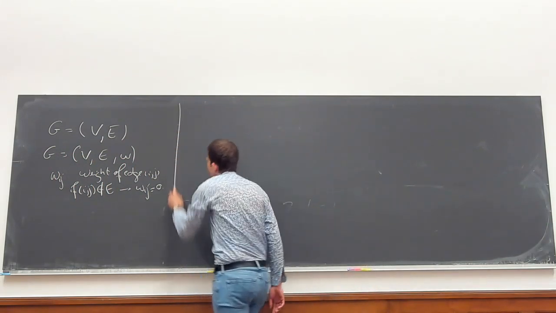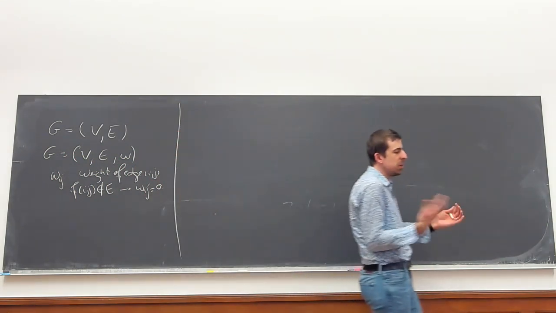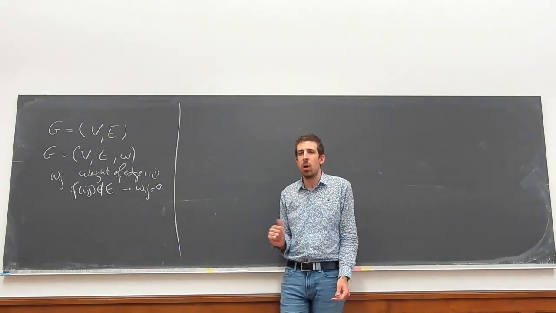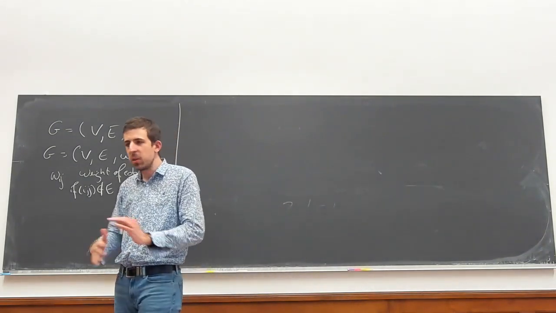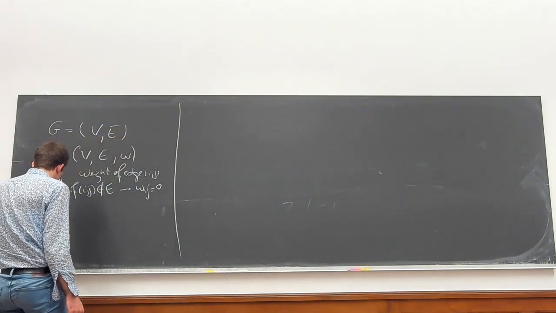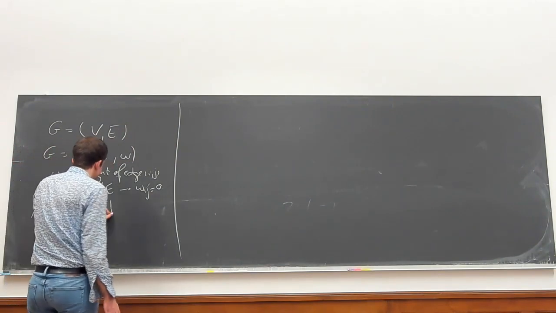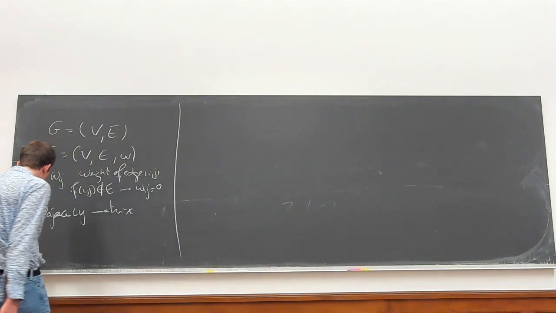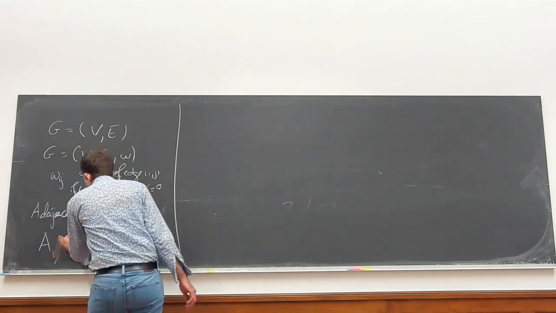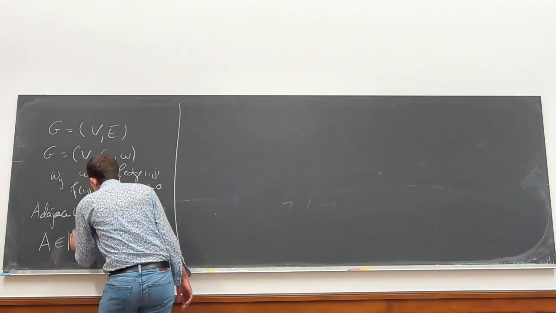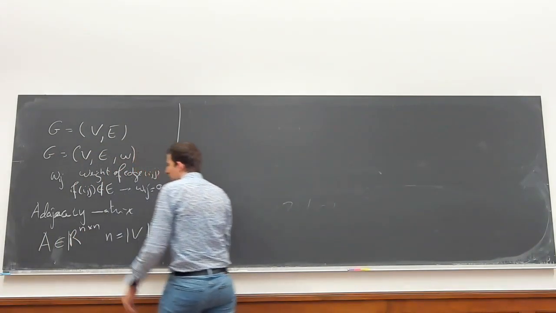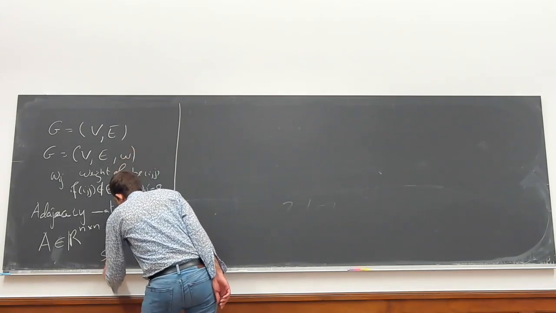Now graphs will have very important matrices associated with them. We'll see that their eigenvalues and eigenvectors will tell us a lot about the geometry of the graphs. So maybe the most basic, most important matrix is the adjacency matrix. This is a matrix A, defined the following way. I should say A is an n by n matrix, where n is the number of nodes, and it's symmetric.